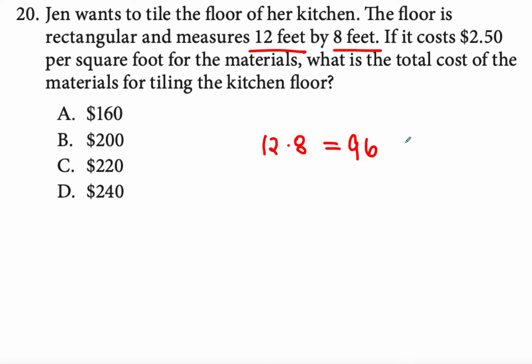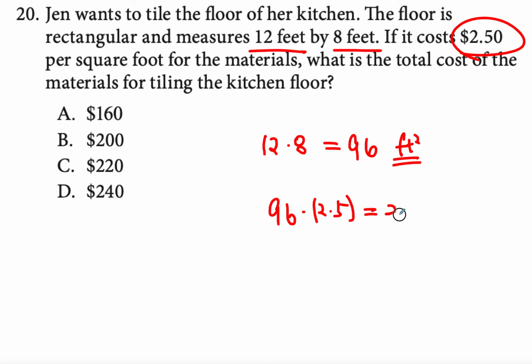But each square foot costs $2.50. So to find the cost, we have to do 96 times 2.5. Now, if you do that, what do we end up getting? We get 240. So 240 will be our answer for the cost.